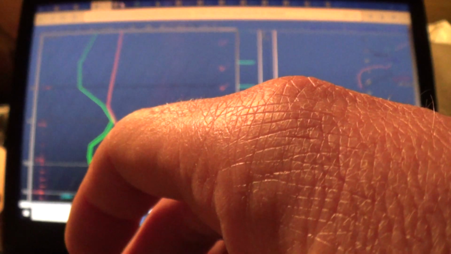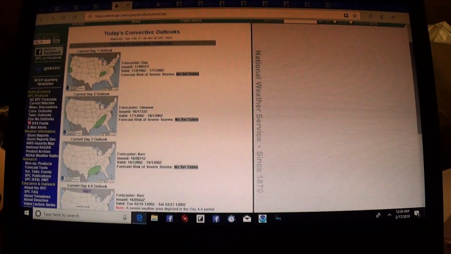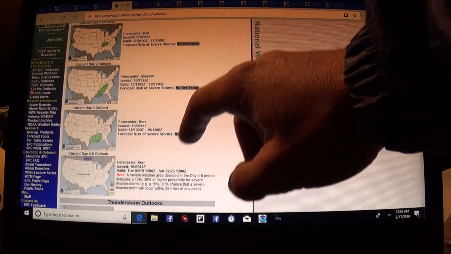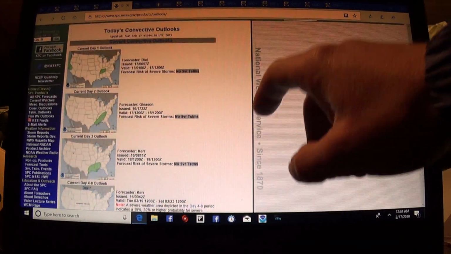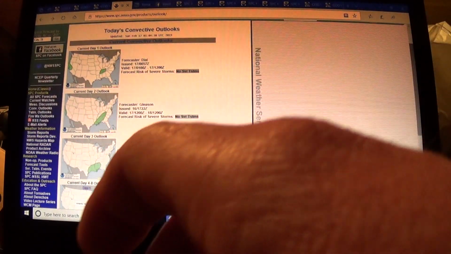I'm not going to look at that. Okay, then we go to the Storm Prediction Center. Let's look at that. And this is day 1, 2, 3, and 4 to 8. So it'd be the next thing I'd look at.